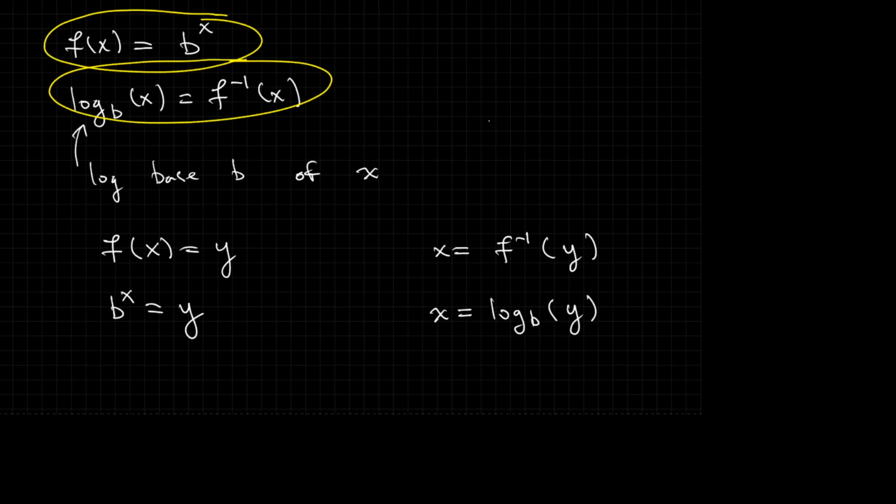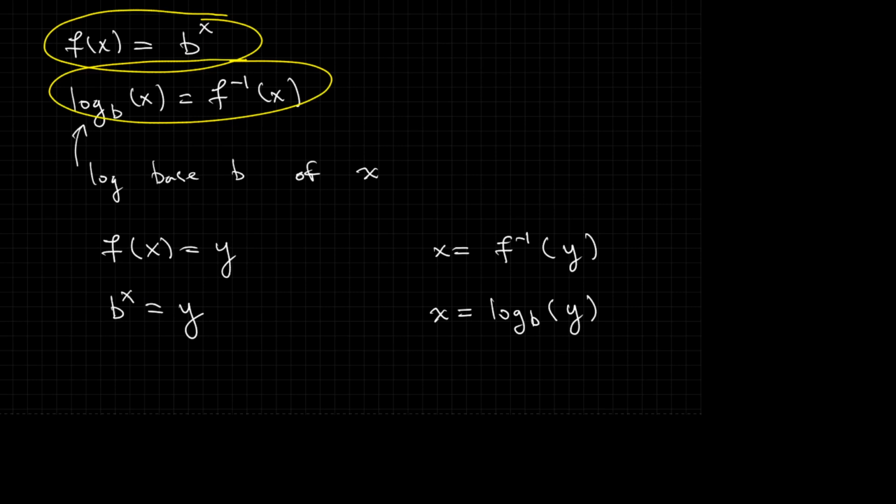Let's do a specific example to make things a bit more clear. So for example, we know that 2 to the 5th is 32. In this statement, b is 2, x is 5, and y is 32. Now looking back, we said b to the x is equal to y. That means that x is log base b of y.